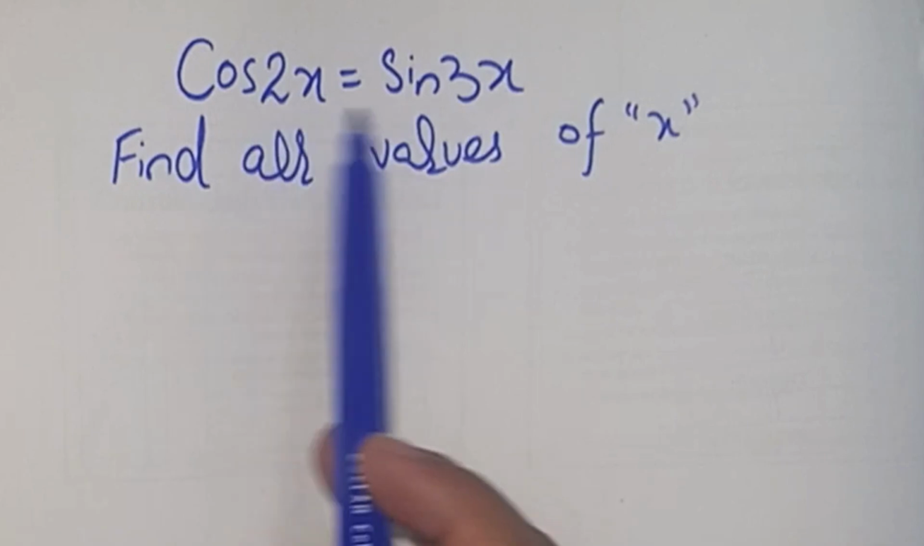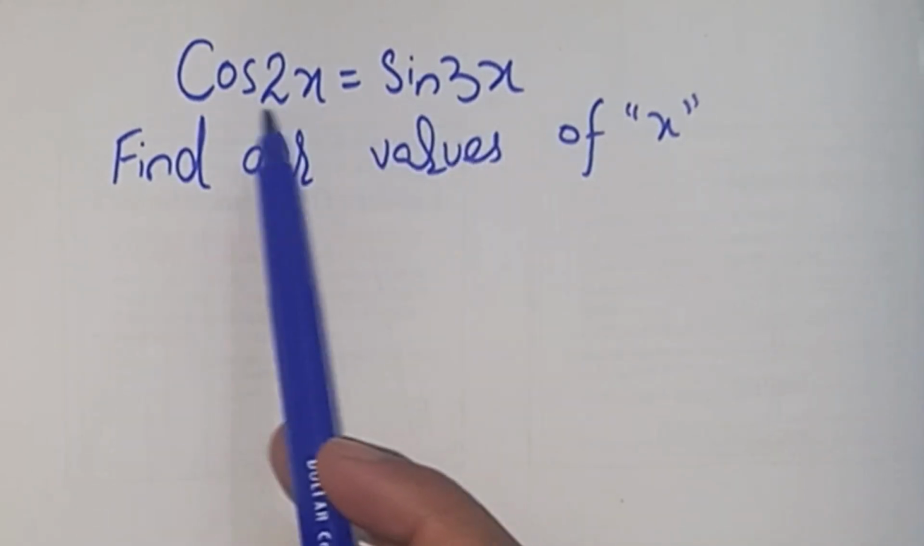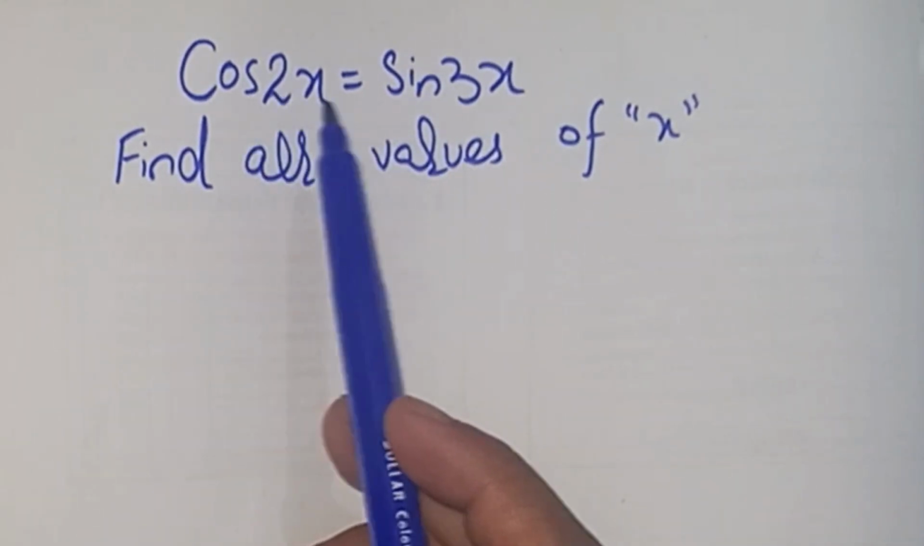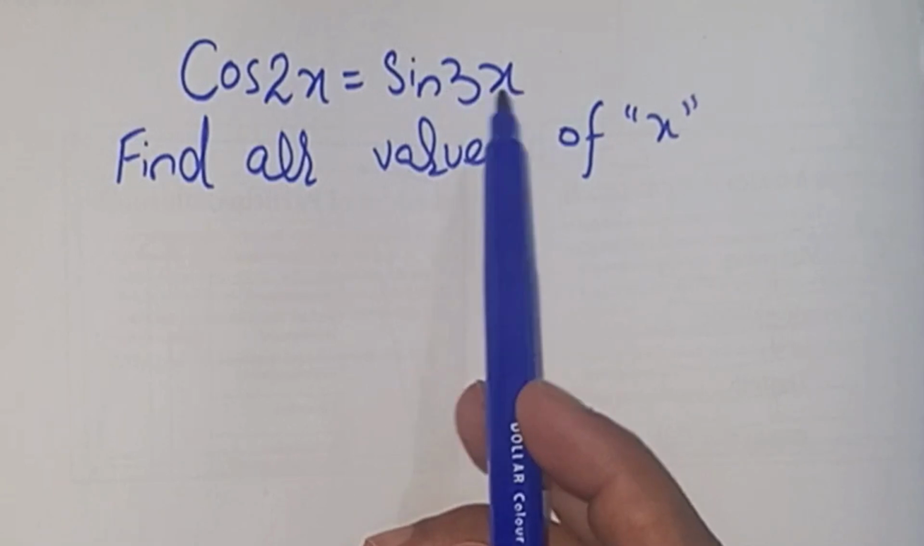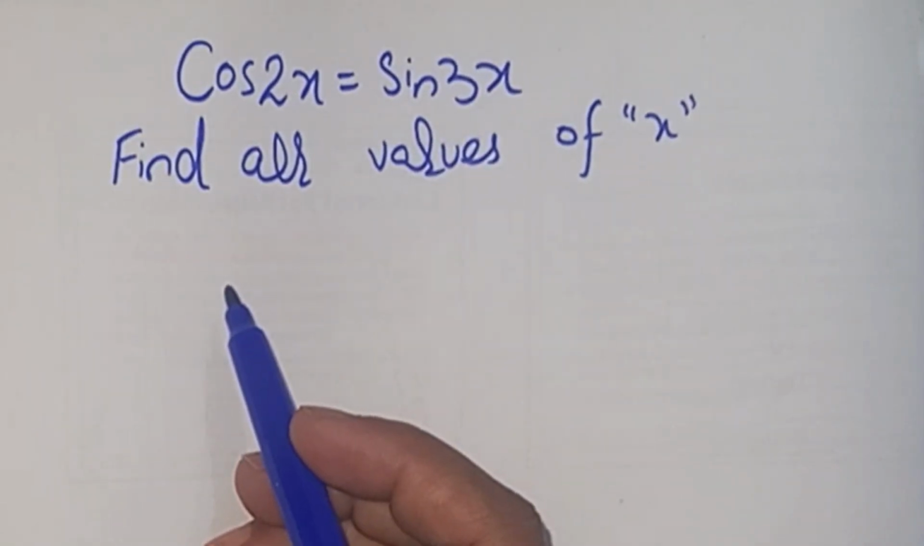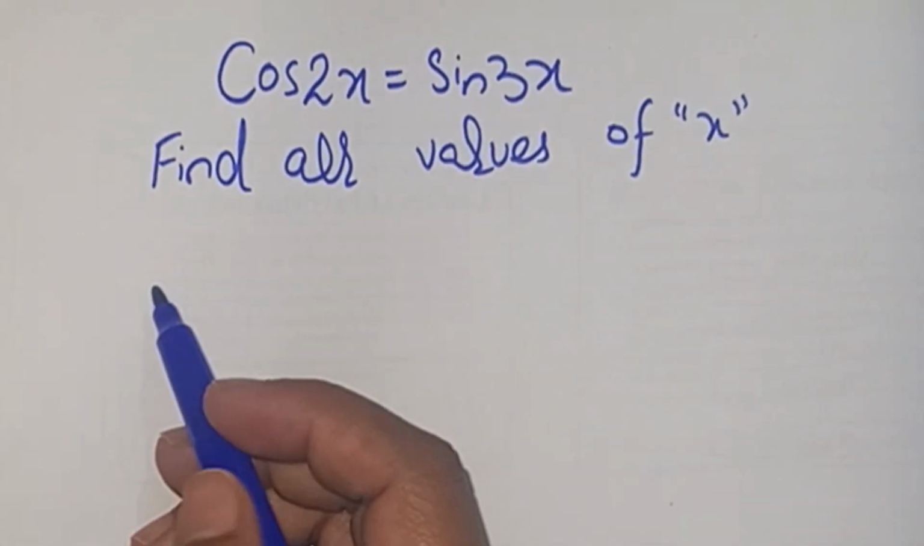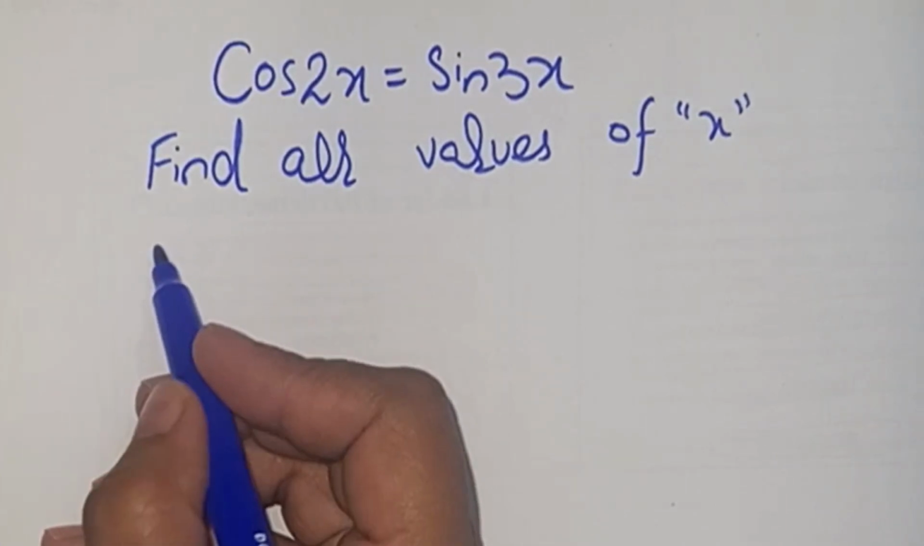And in this video, we find the value of x, where cos 2x is equal to sin 3x. So let's start. First of all, recall some important identities which are used in our question.